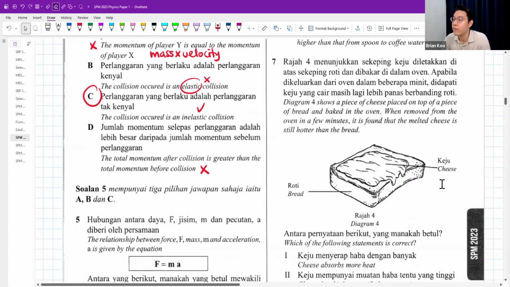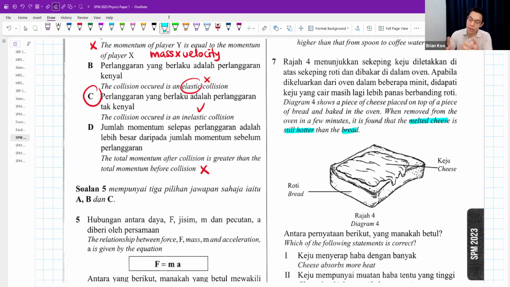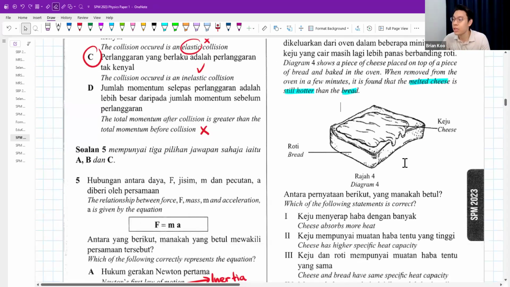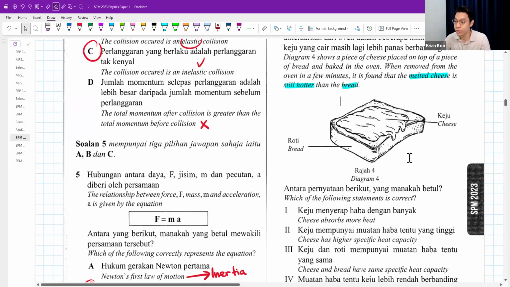Number 7, diagram 4 shows a piece of cheese placed on top of a piece of bread baked in an oven. When removed from the oven in a few minutes, it is found that the cheese is hotter than the bread. You take it out from the oven, after a few minutes you leave it there, the cheese is still hotter compared to bread. So bread already cooled down, cheese still very hot. Okay, which of the following statements is true?